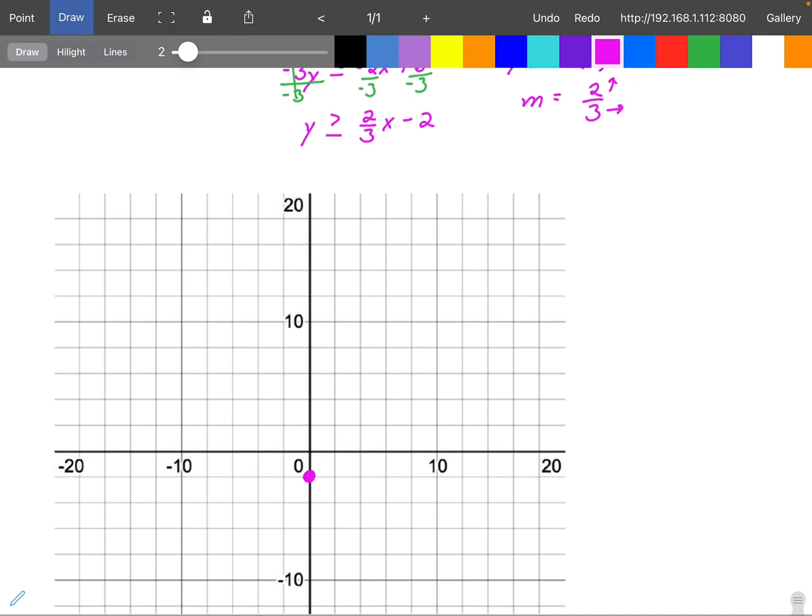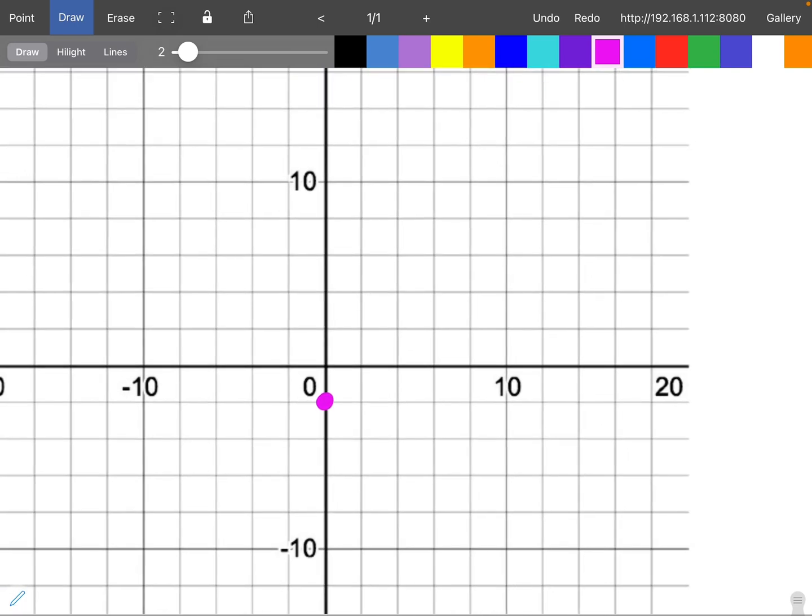So basically, I'm going to count up 2 lines and then right 3 lines and put another point. So I have up 1, 2, right 1, 2, 3. Then I have up 2, right 3, up 2, right 3.